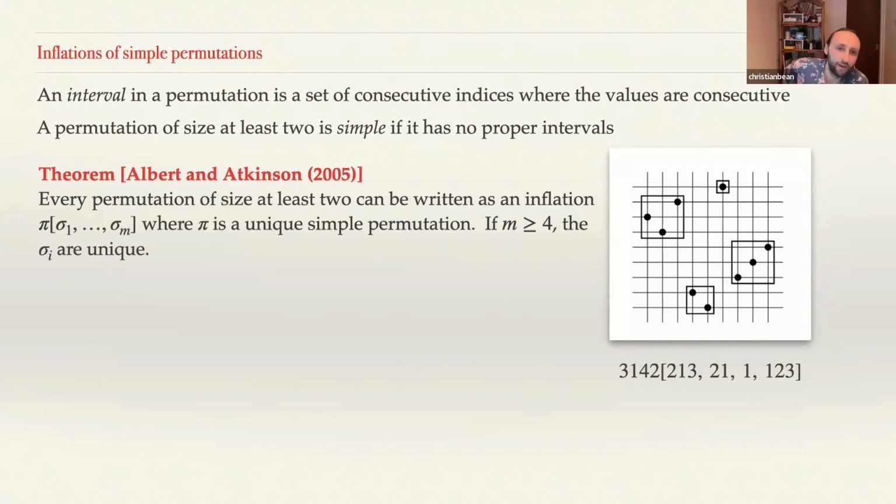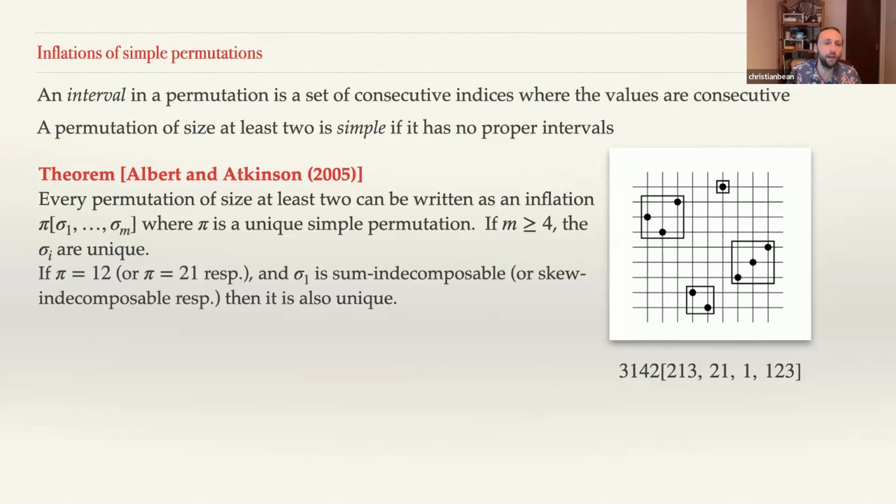Okay, and so here is my fundamental theorem of arithmetic, but for permutations, which says that every permutation of size at least 2 can be written as the inflation of some unique simple permutation. And in particular, if the simple permutation is of size greater or equal to 4, then this whole inflation is unique. For the two smaller simple permutations, which are 1, 2, and 2, 1, we can make it unique in a relatively straightforward way, but we're just going to ignore that detail for now. I hope you can take my word for it.